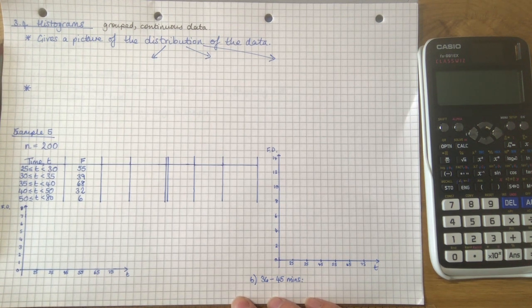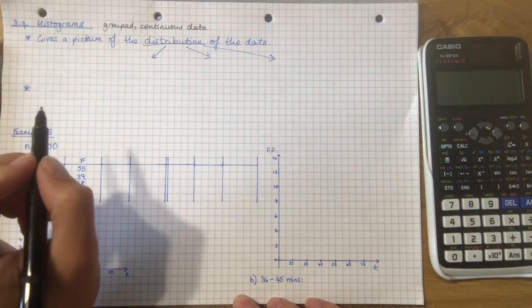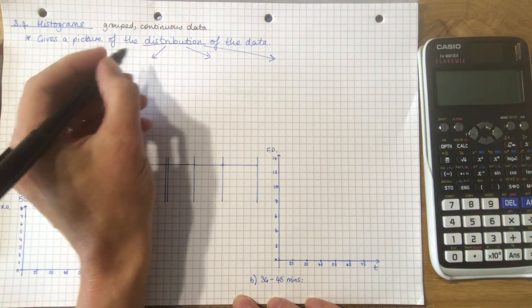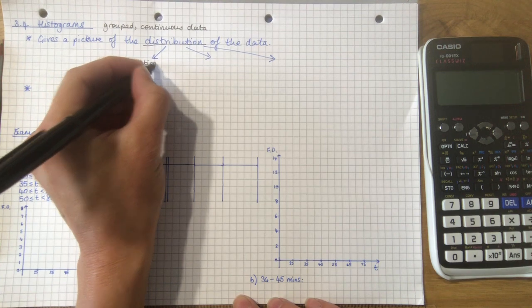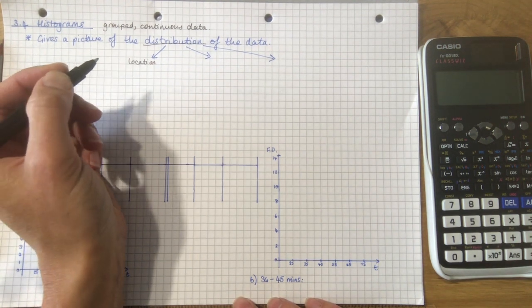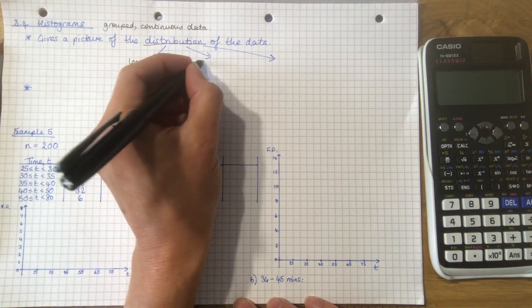Now, a histogram is very useful for giving a picture of the distribution of the data. By the distribution, we mean the shape of the data. It helps you see the rough location of it, so where is it centered around? What does it go down to? What does it go up to? It also helps you to see the shape of it.